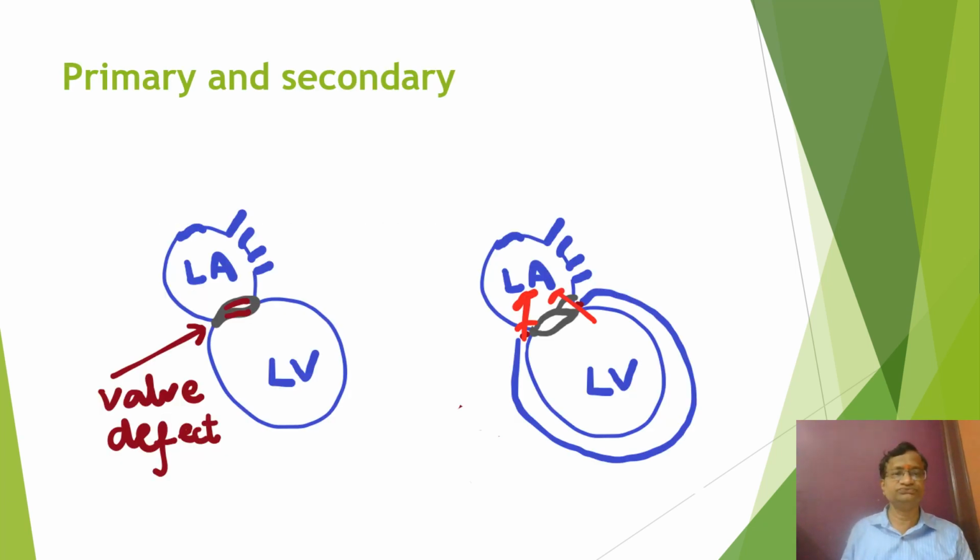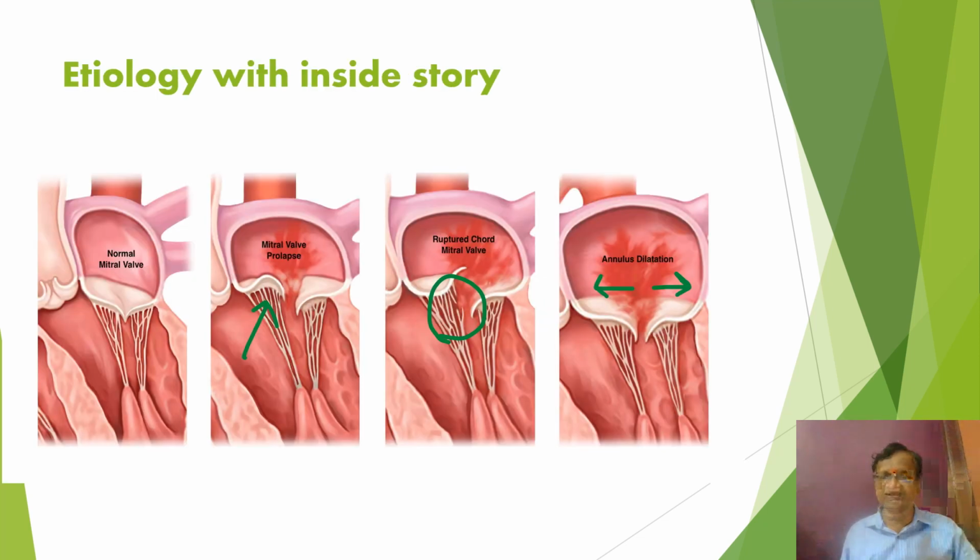MR. Now you see there is a valve defect. So instead of the LV going out to the aorta, it leaks here. But here the LV is remodeled like this, dilated cardiomyopathy. So the annulus is stretched. So there is a leak here. So this is what is called a secondary mitral regurgitation. This is different from a different classification.